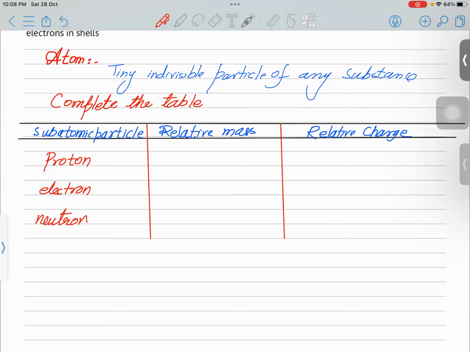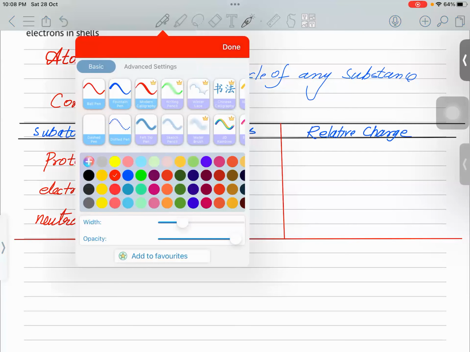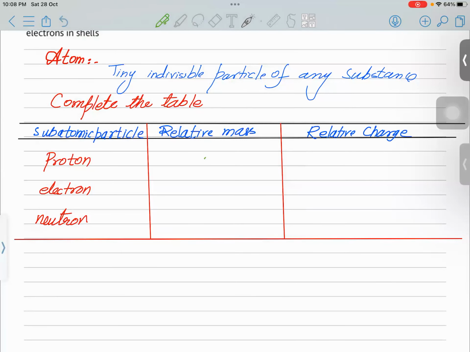Can anyone tell me the relative mass of a proton? Sir, 1. And the electron, relative mass is 1 over 1840.